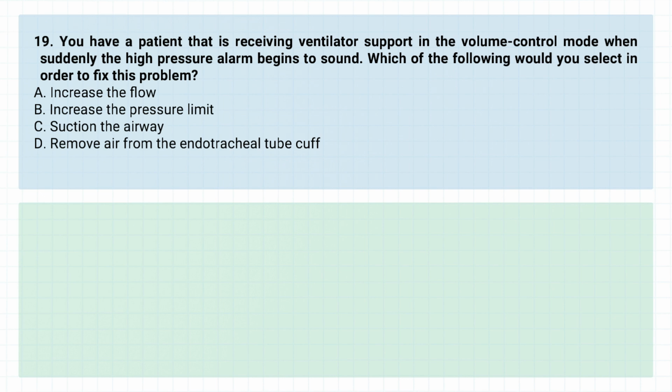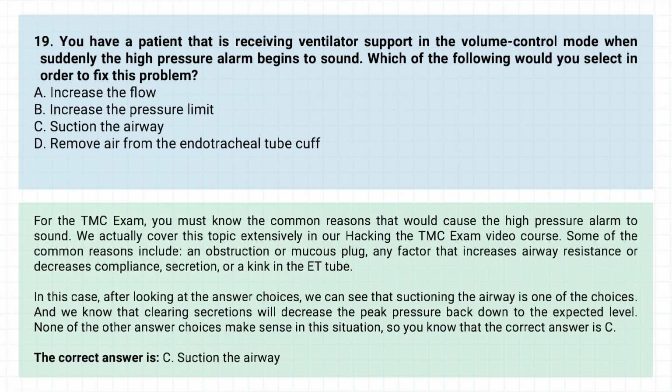The correct answer is C. Suction the airway. For the TMC exam, you must know the common reasons that would cause the high pressure alarm to sound. We actually cover this topic extensively in our Hacking the TMC Exam video course. But just know that some of the common reasons include an obstruction or mucus plug, any factor that increases airway resistance or decreases compliance, secretions, and a kink in the ET tube.